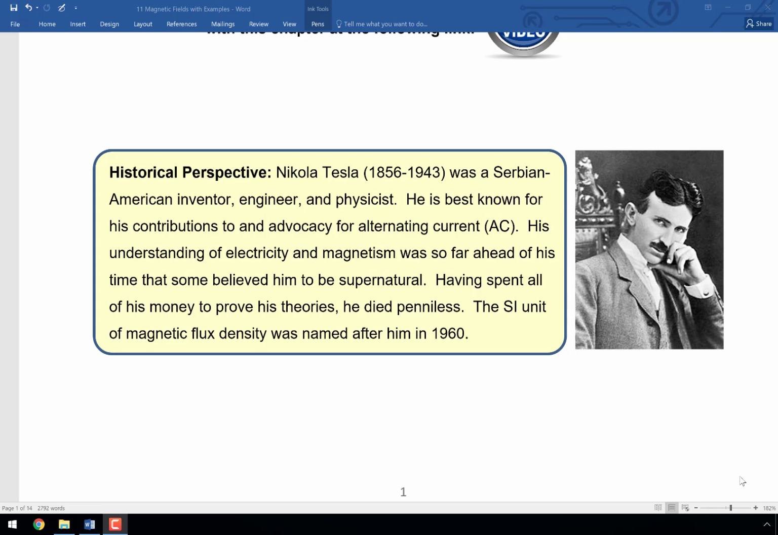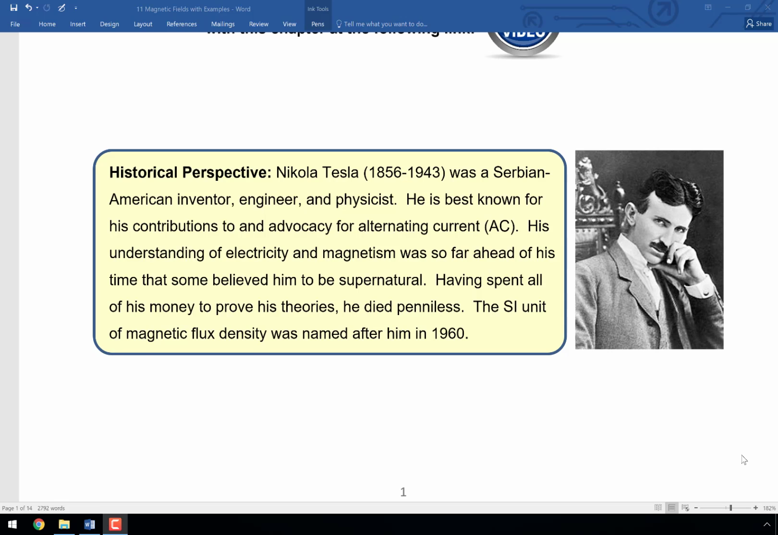And the fact that we use AC today primarily gives you an idea of the fact that Tesla won that fight. His understanding of electricity and magnetism was so great and so ahead of his time that people actually believed that he was supernatural. They felt that he was too smart for a normal person, that he must have some sort of magical abilities. He wasn't supernatural, but he was very smart.